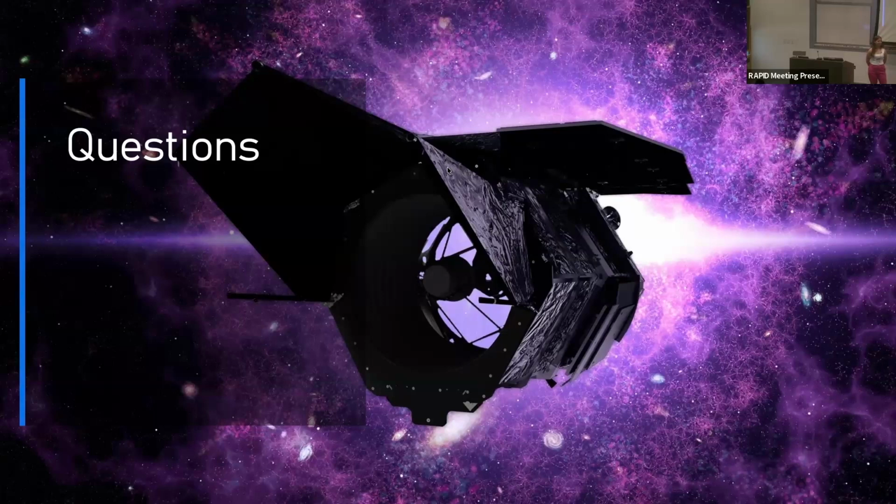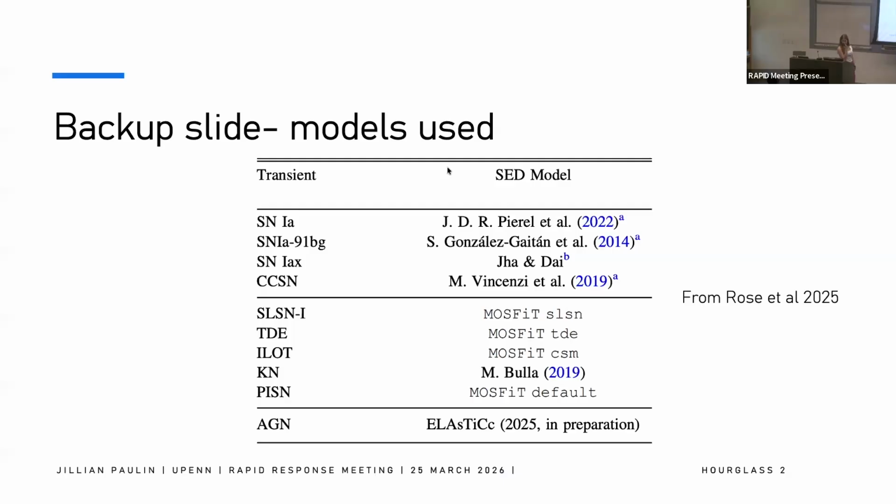I was wondering for the rate estimates you made for some of the rarer things like the ILOTs. I'm interested in these red, dusty, rare transients. So I was wondering what kind of templates or rate assumptions went into those calculations. Ooh, the rate assumptions is a good question. I'm not sure off the top of my head, but these are the models that we use for those transients. Probably doesn't answer your question. That's okay. I can look at the paper too, but thanks.